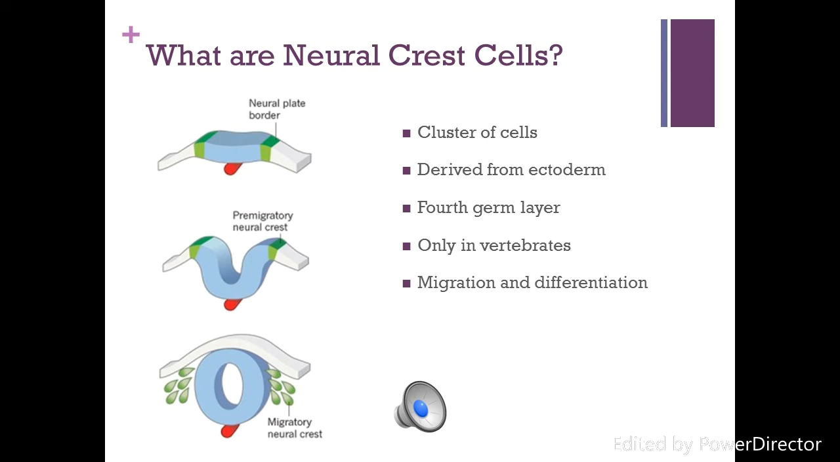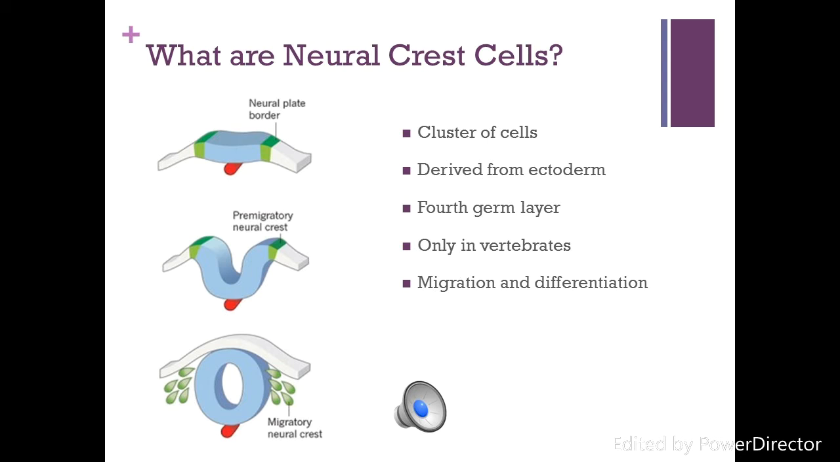They are derived from the ectoderm, and more specifically, they are found on the margins of neural tubes. Neural crest cells are only found in vertebrates and are usually referred to as the fourth germ layer. This is because of their significant contribution to embryonic development and the large number of cell types that are formed from this embryonic region. In the figure, the localization of neural crest cells is shown in green.